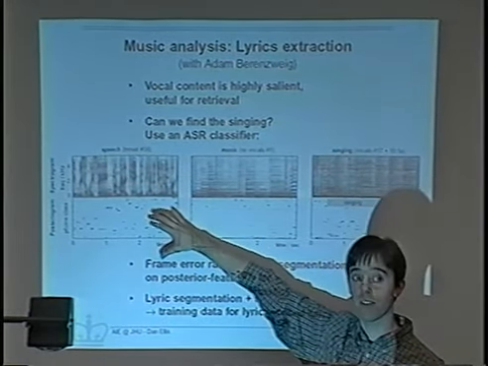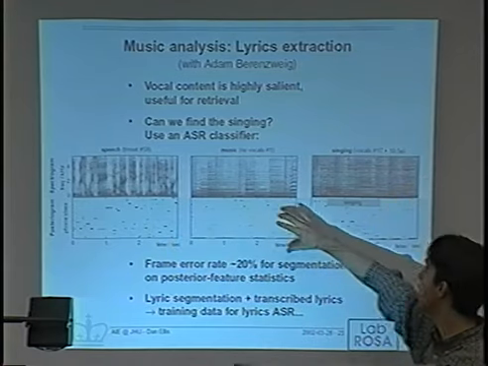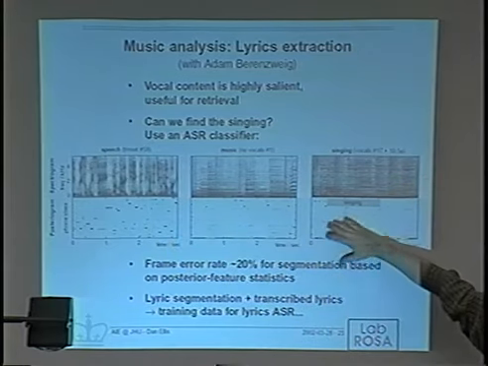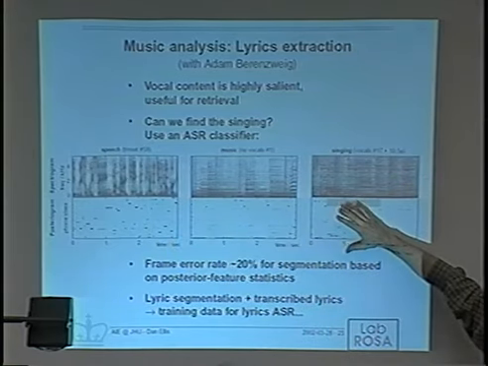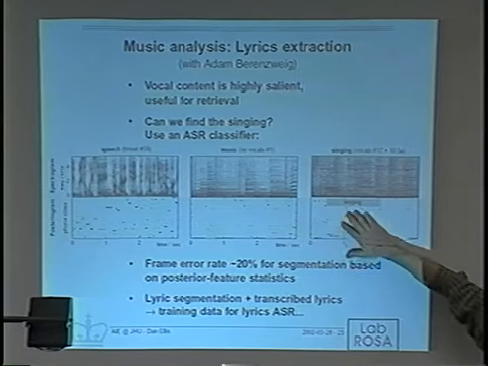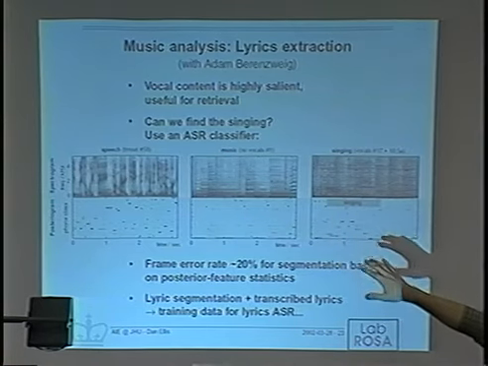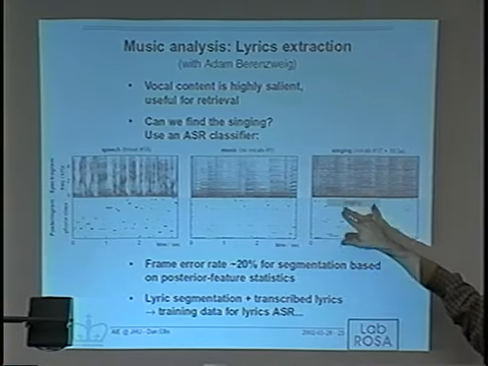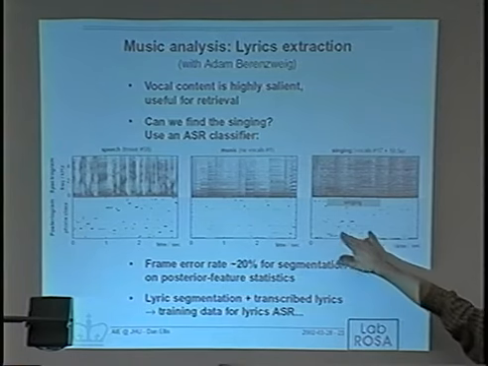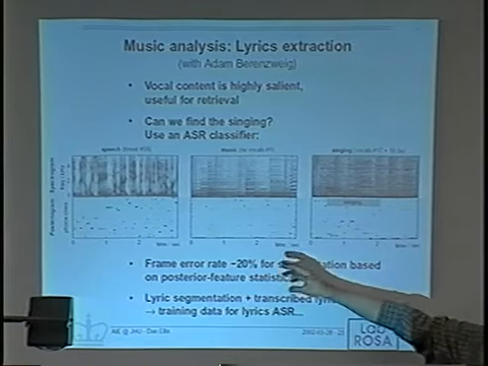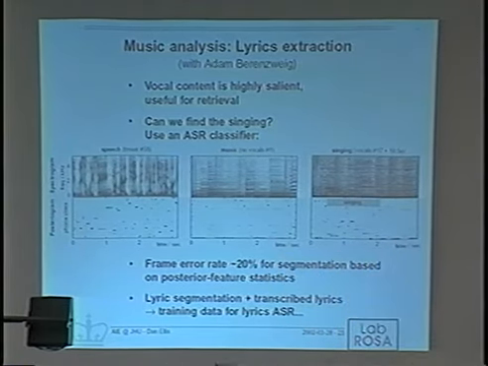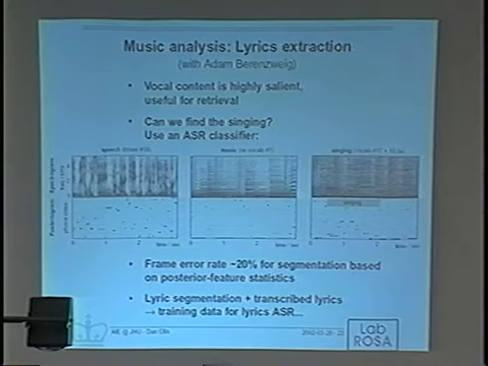So here are posteriorgrams from our neural net model, running them over music. You don't get good phoneme classification, but you do get some kind of variation in the pattern of activation of these posterior outputs when there's something voice-like going on in the signal. So we're able to get about 80% recognition accuracy for finding the frames of the music which hold the singing.